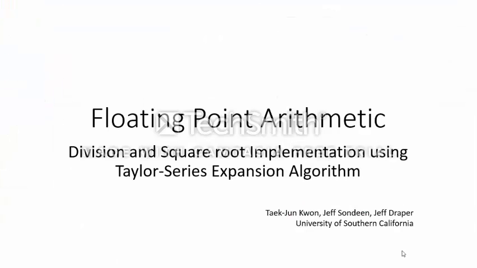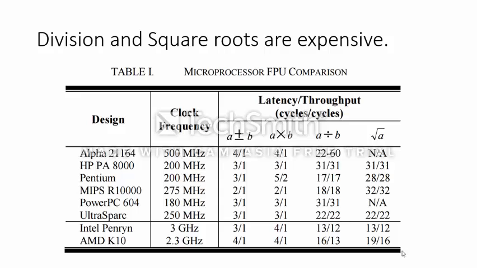Hello everyone. Today we are going to talk about floating point arithmetic, division and square root, implemented using Taylor series expansion algorithms. So let me start off with why division and square roots are expensive. If we are using a subtracting algorithm, subtracting is slow, and a faster way to do it is reciprocal approximation.